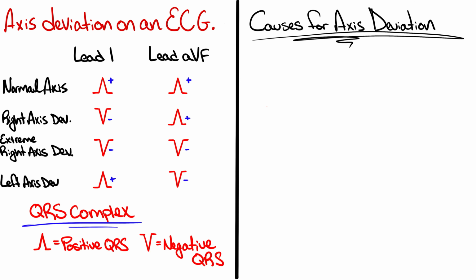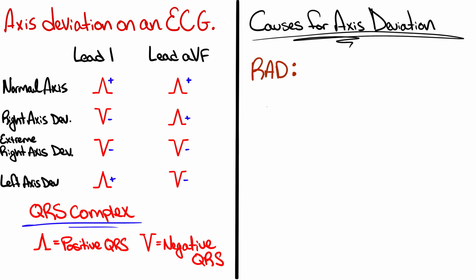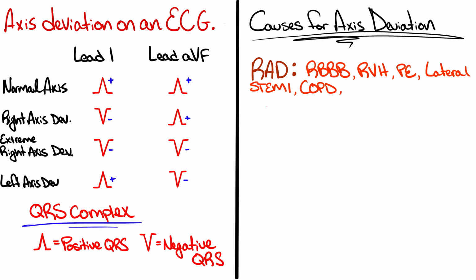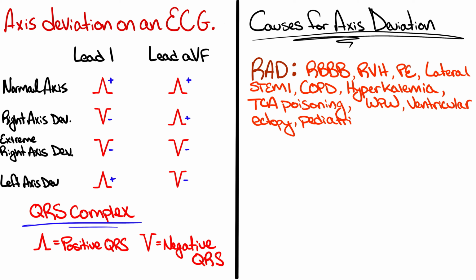So what are some of the causes for axis deviation? Well, there's actually a whole list available as to what can cause each type of axis deviation, and I'll give you some of the examples right now. Right axis deviation can be caused by a right bundle branch block, right ventricular hypertrophy, a pulmonary embolism, a lateral STEMI, COPD, hyperkalemia, TCA poisoning, Wolff-Parkinson-White disease, ventricular ectopy, and it can also be a normal finding in pediatric patients.